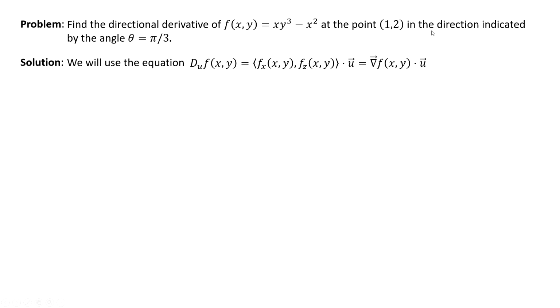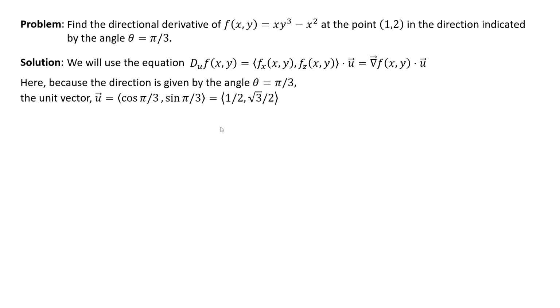We have been given that the angle theta equals pi thirds. That's the direction. So we make use of that angle theta equals pi thirds with respect to the positive x-axis and figure out what u ought to be. Because the direction is given by angle theta, the unit vector is nothing but cosine of pi thirds, sine of pi thirds. Cosine 60 degrees is 1/2, sine 60 degrees is square root of 3/2. And the rest is straightforward.